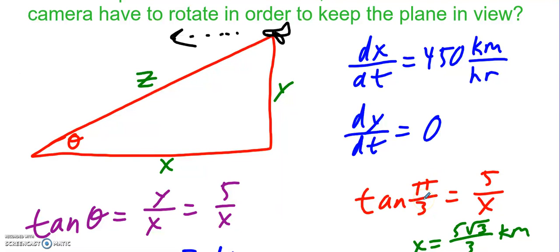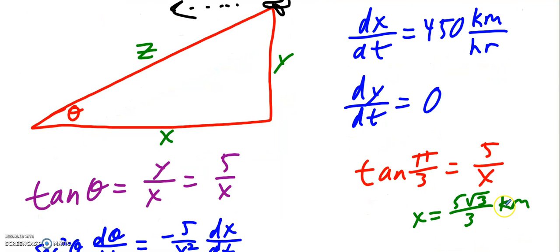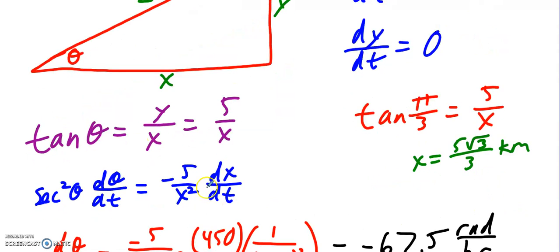Also, off to the side, I figured out when theta is pi thirds, what does x actually equal? Well, I know that the tangent of pi thirds is root 3, so if I say root 3 equals 5 over x, then I end up with x equals 5 root 3 over 3 kilometers. I rationalize this. You don't have to. It's up to you. So now I have tangent of theta equals 5 over x.